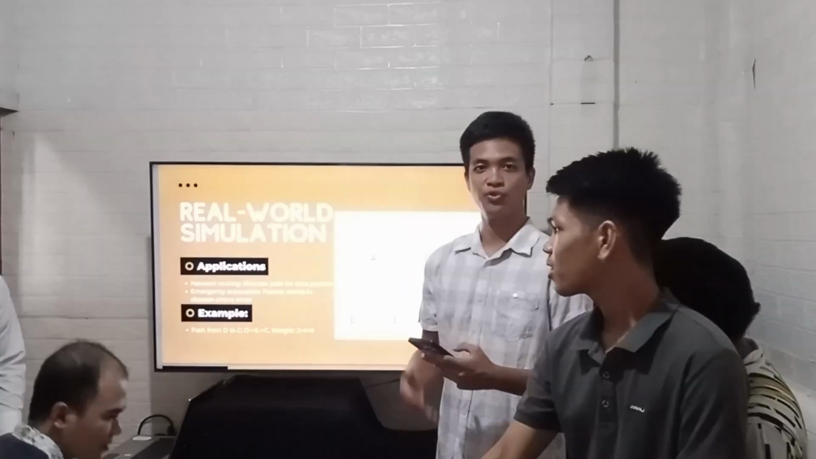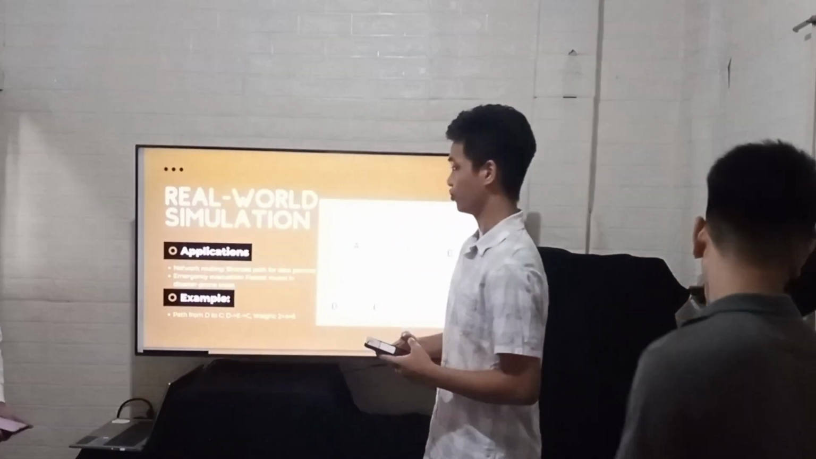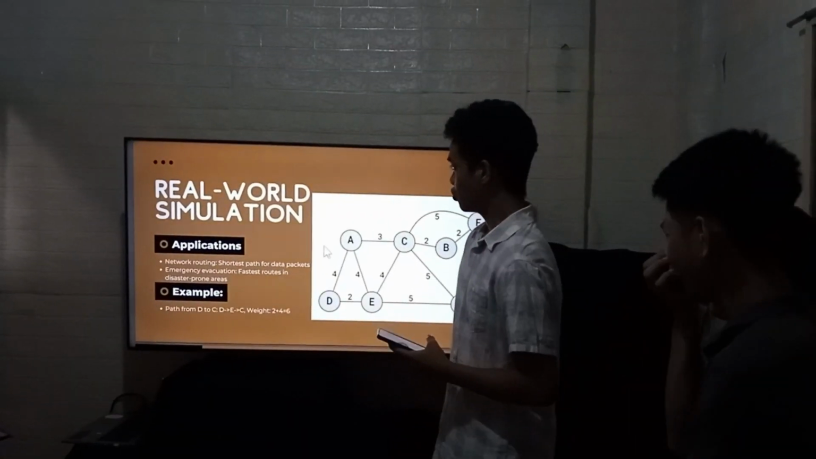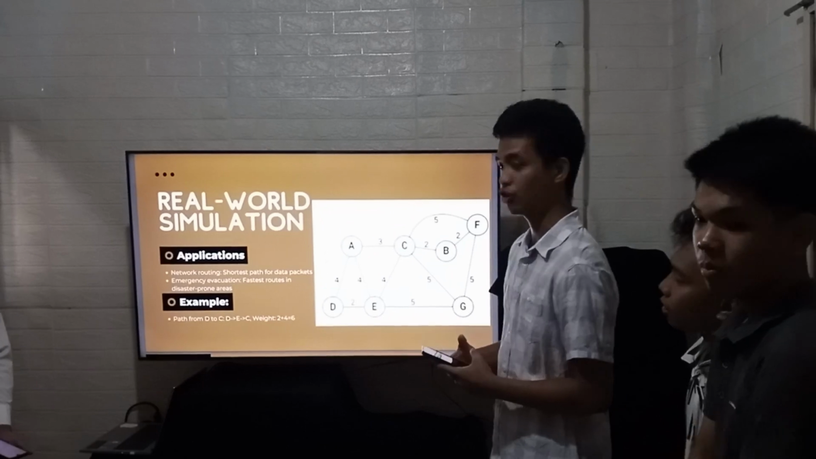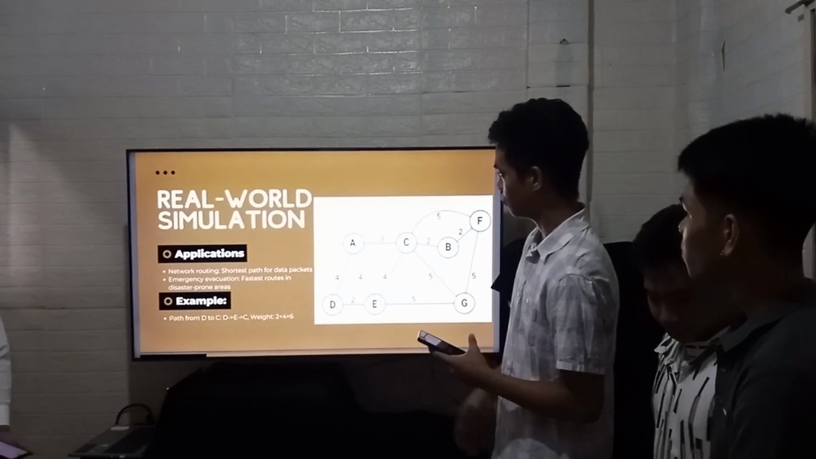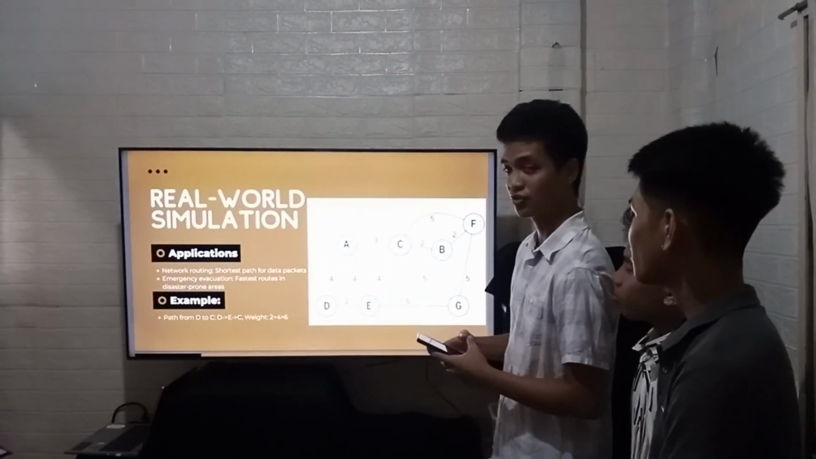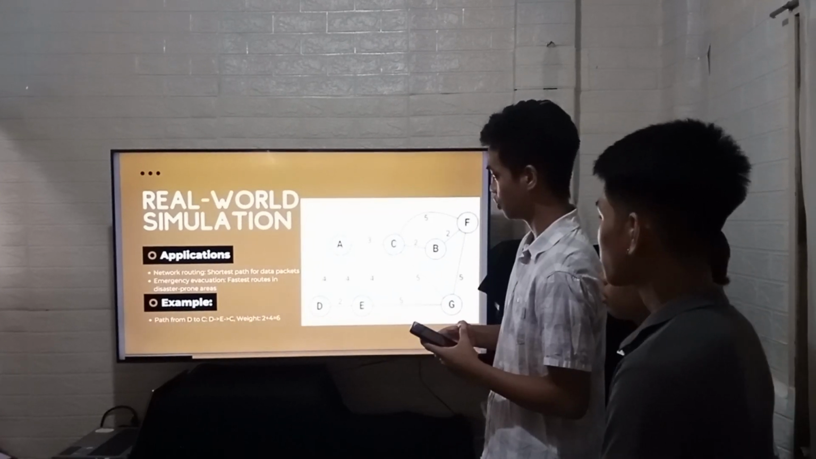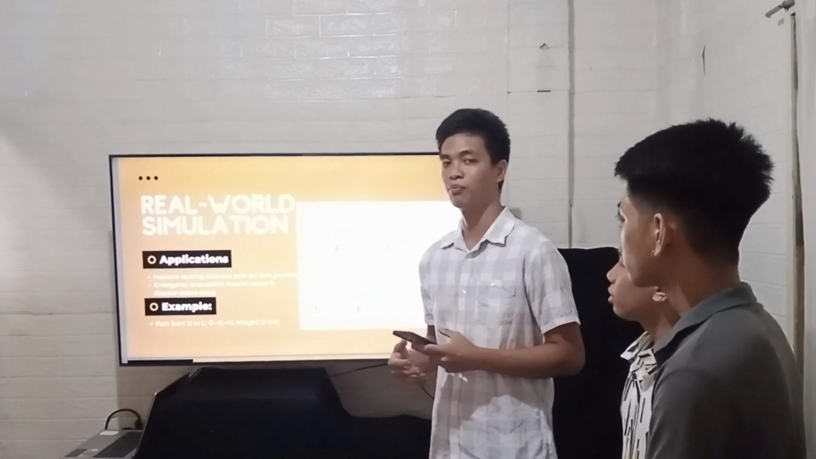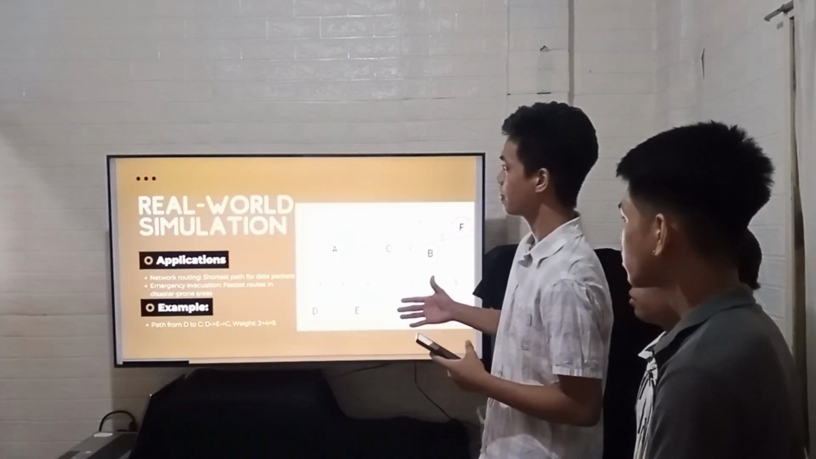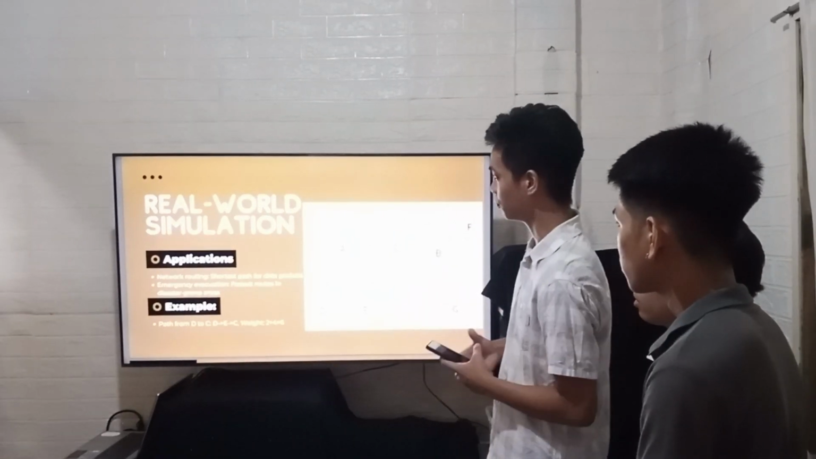Okay, now let us move on to our real-world simulation. As you can see on the screen, we have the application: network routing, the shortest path for data packets, and emergency evacuation, the fastest routes in a disaster-prone area. So this is our example topic in this example.